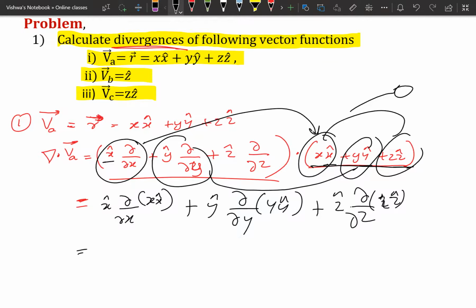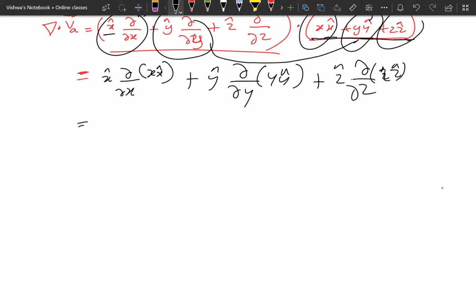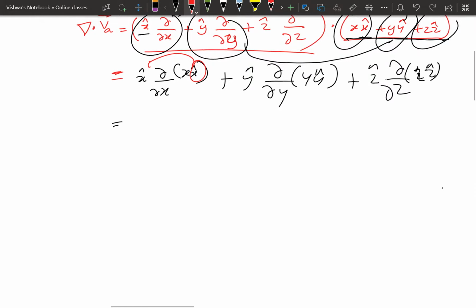The next step, here unit vector x cap into x cap. Unit vector is a constant term. For that we can bring this outside the differential term, that it is x dot x. x dot x is 1, no need to write down. The remaining is dou by dou x of x.